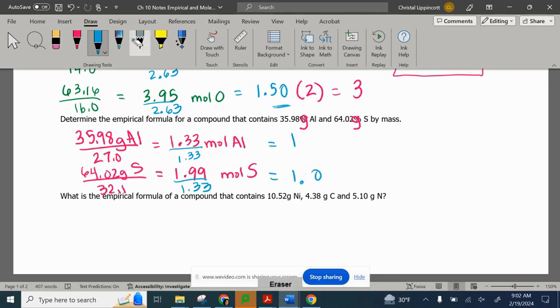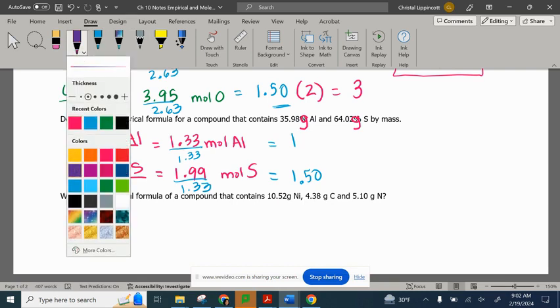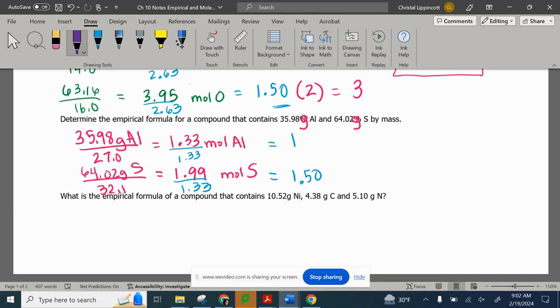That's a sad looking 5. Let's try to fix that. There we go. Next step then, I'm going to find the lowest whole number to multiply this by to get this to a whole number. So what is that going to be? 2. But I have to do it to both terms. So this will become a 2. This will become a 3. Then I grab those, Al2S3. So these become my subscripts then. And that's an empirical formula.